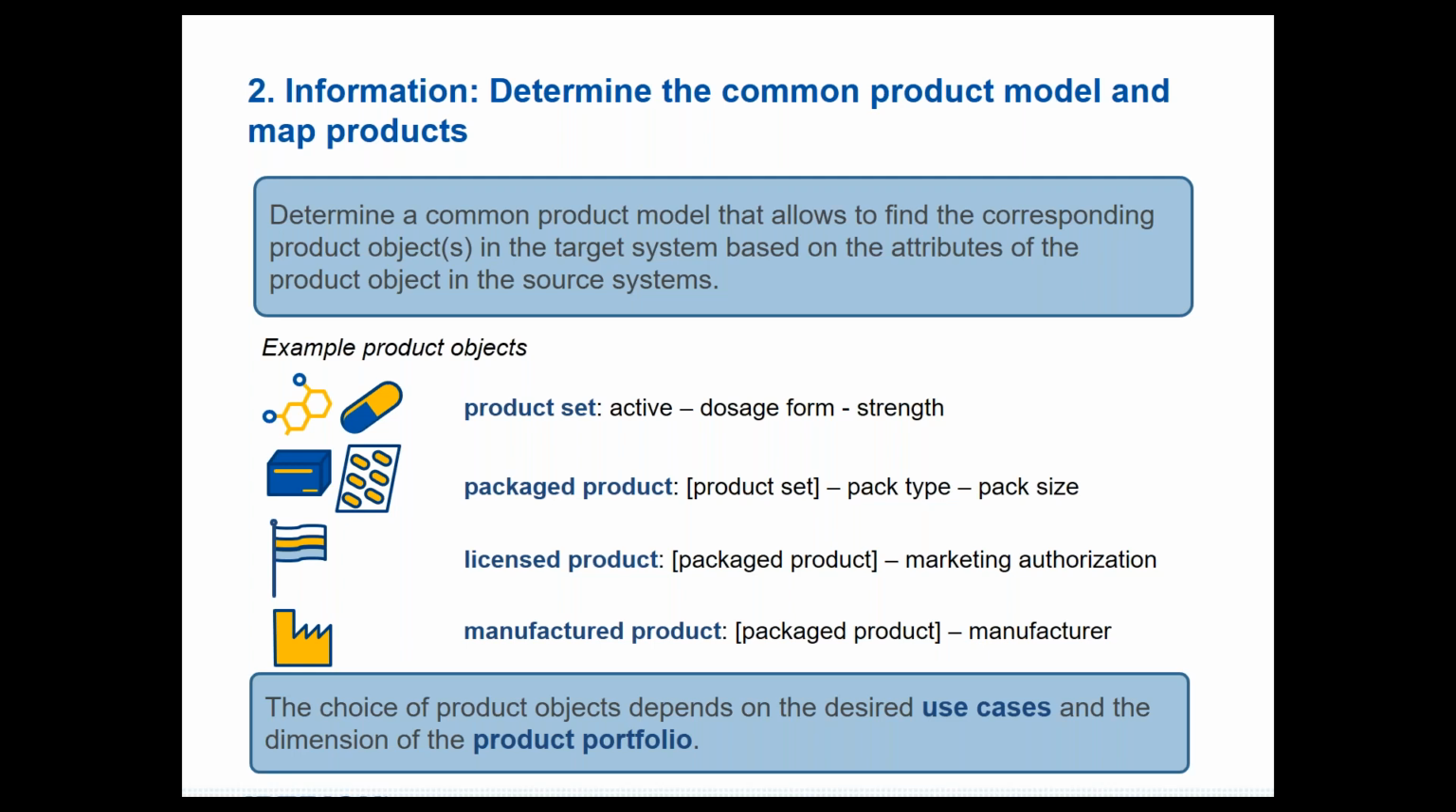The exact choice of layers or product objects that you choose depends on your product portfolio. For example, if you have a very simple product portfolio just consisting of tablets, you could theoretically think, oh, I do not need all these layers because my products are all alike. Another factor that you have to take into account is which use cases you want to support. Depending on the detail of the data you need, you might want to introduce more layers. A typical example is what I mentioned before about using the layer of the manufactured product.